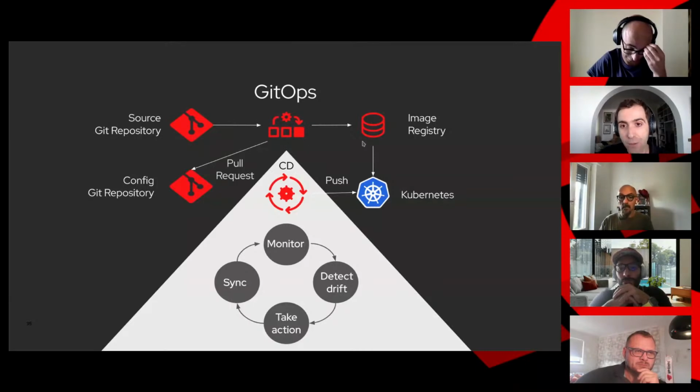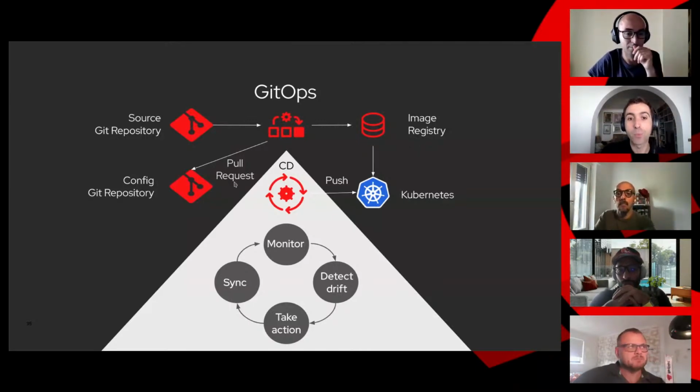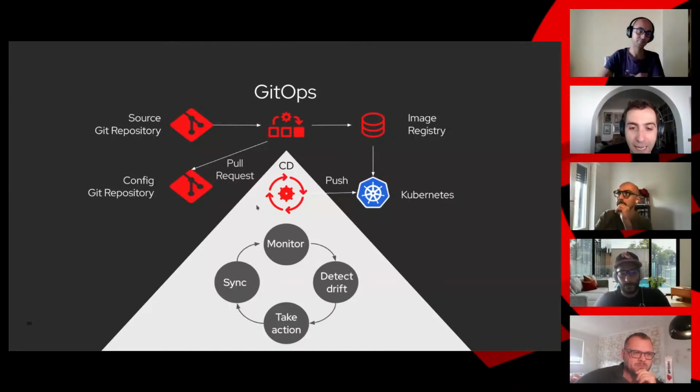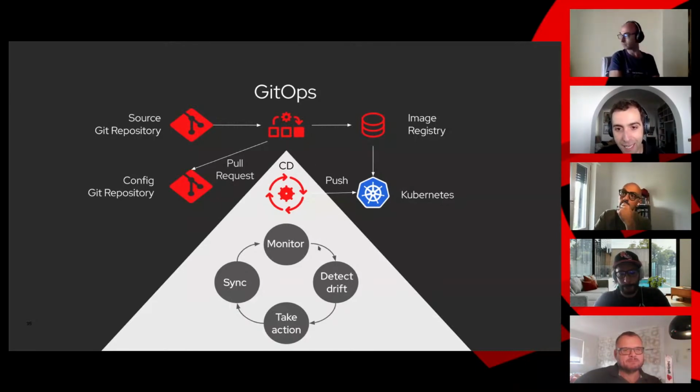And then some pipeline generates a container image and stores this container image into a registry. When there is a Git workflow, a Git action like a pull request, it will also consider the manifest describing this app. So there's the manifest repository, and there's a GitOps controller that will monitor, detecting any drift, taking action, syncing any change, pushing any change to Kubernetes.